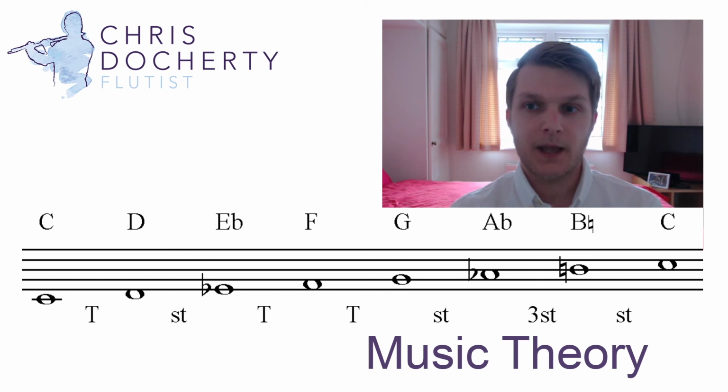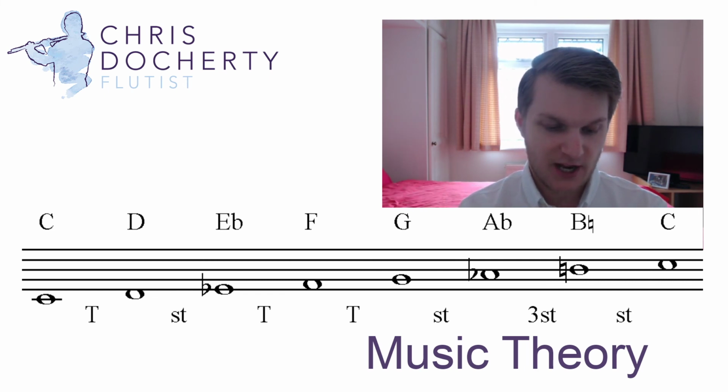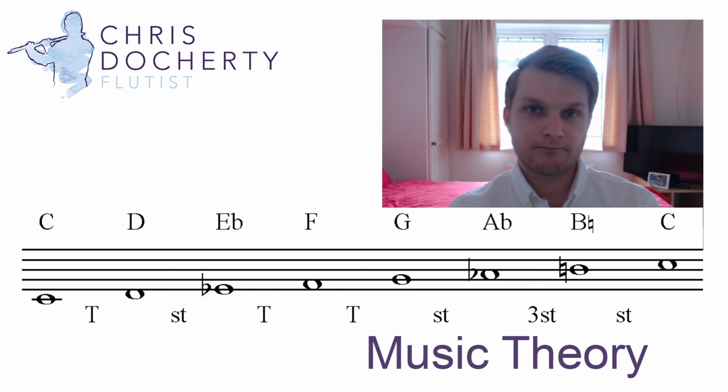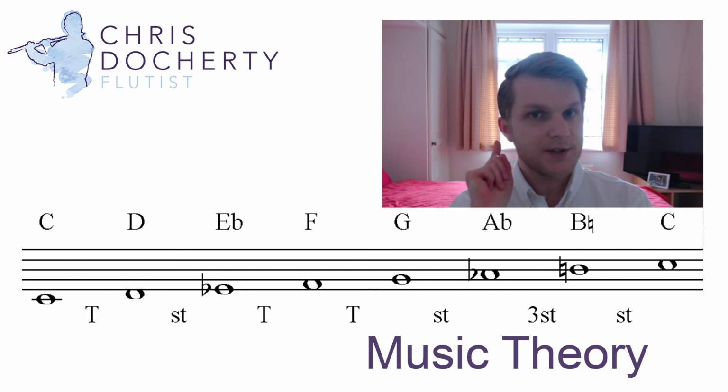So we started on this note. Now let's pick a random note. Let's do an E flat. So we started here. Now we're going to start here. So we started with a tone. So E flat to F is a tone. Then we want a semitone. Then we want another tone. And then another tone. And then a semitone. And then the 3 semitones. And then the final semitone. So even though we started on a different note, we get the same sound as this one.